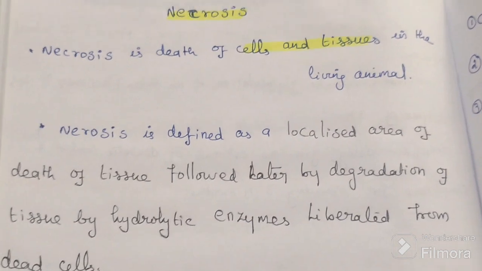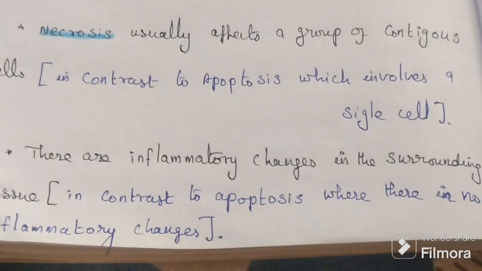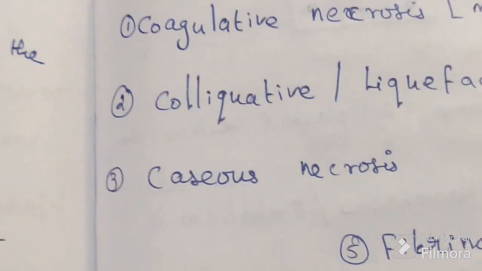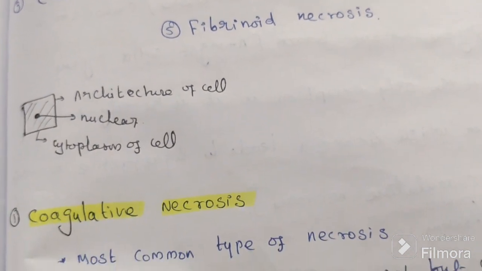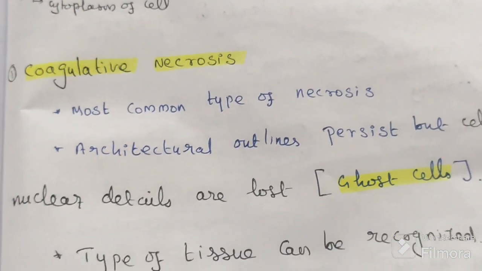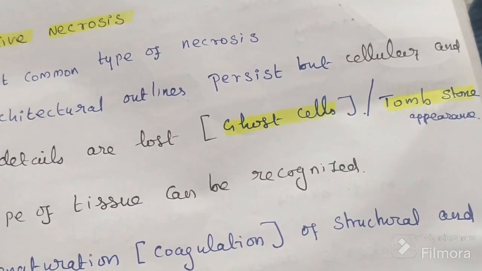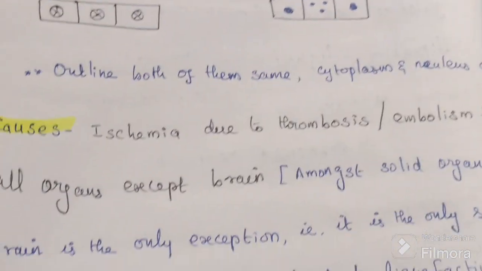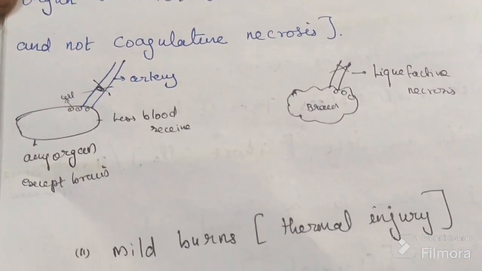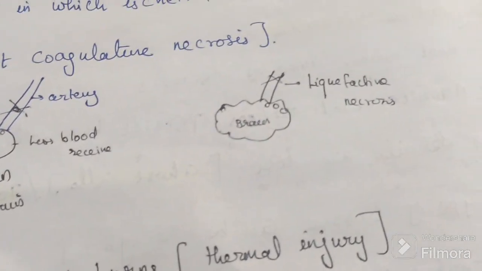So in this video we discussed necrosis, five different types of necrosis. Coagulative, colliquative, caseous, fat and fibrinoid necrosis. C double F. So coagulative necrosis has a ghost or tombstone appearance. This one is the normal coagulative necrosis. It is caused by ischemia of blood vessels. It will affect all organs, that means coagulative. Only brain means liquefactive necrosis.